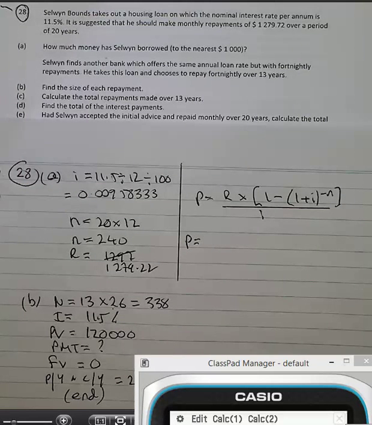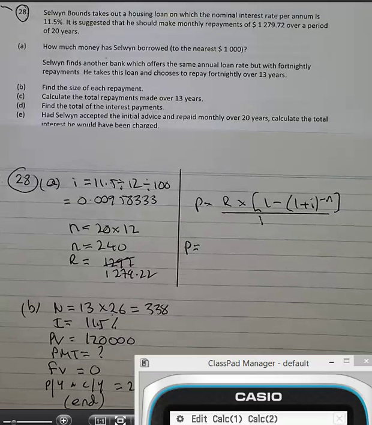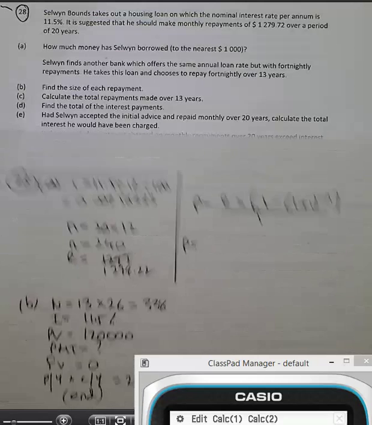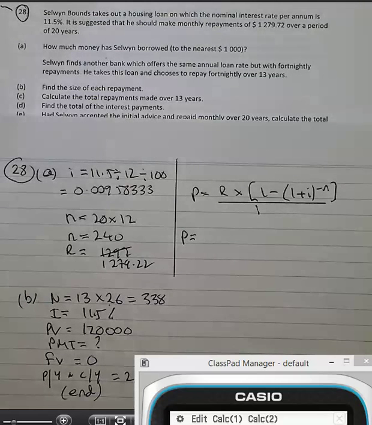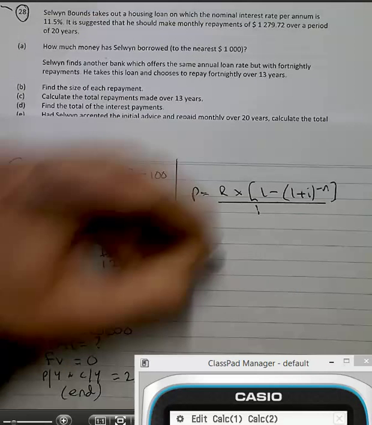In question 28, we're looking at someone who wants to see if they're going to save money over the course of 20 years if they choose to pay a loan fortnightly as opposed to monthly. Matter of fact, it's probably going to get to a stage where they get it paid a lot more quickly. Now in 28A, I've demonstrated how to do it algebraically. If the instruction says algebraically, this is what you must do.